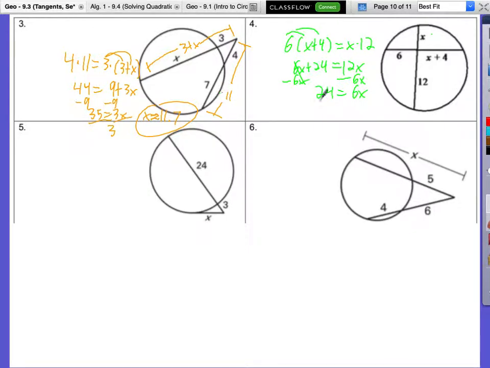So 24 divided by 6x is 24 divided by 6 on each side. X would equal 4. Questions?